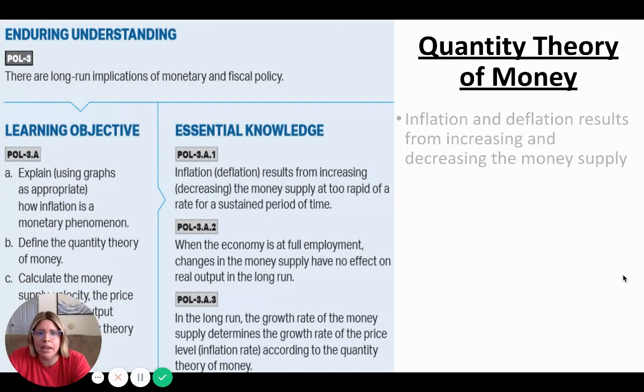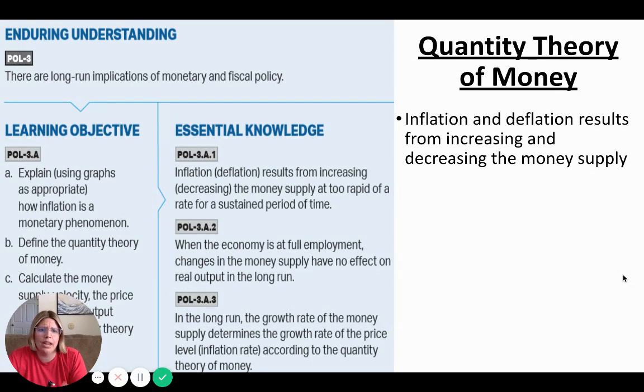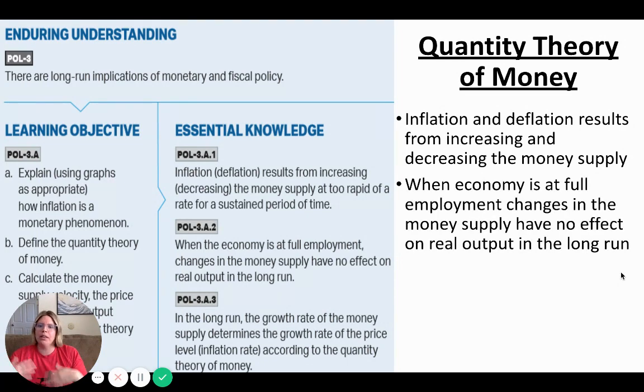Quantity theory of money. So inflation and deflation results from increasing and decreasing the money supply. This is basically just the theory that when the government or the central bank changes the money supply, that's going to have an effect on inflation. That when the economy is at full employment, changes in the money supply are not going to affect real output in the long run, basically.